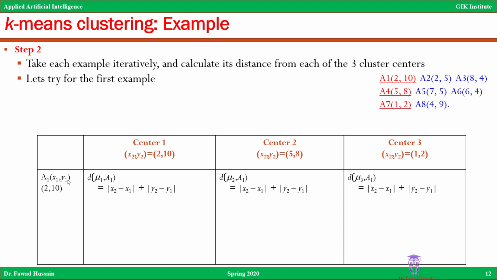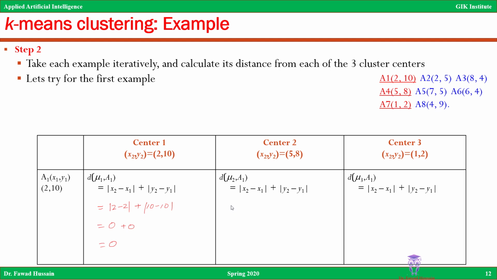So I have taken the first data point, which is A1, 2,10. If I calculate the distance between this and this, it's obvious this is also 2,10. It's the same data point. The distance is going to be 0, but let's just calculate it anyway. So this is going to be 2 minus 2 plus 10 minus 10. So this is going to be 0 plus 0, which is 0, and that was obvious because it's the same data point.